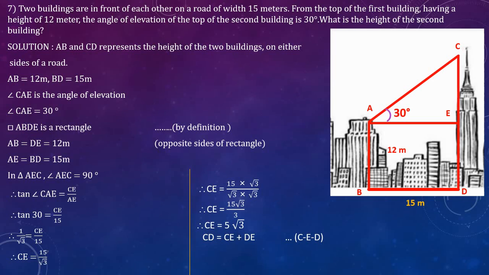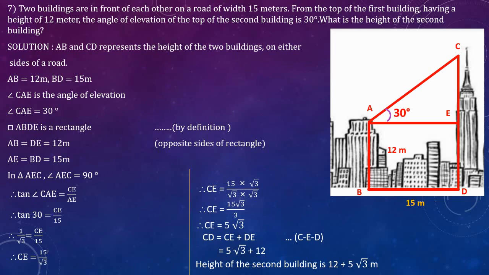Now we know that CD is equal to CE plus DE because points C, E and D are collinear. The value of CE we have found is 5 root 3, and the value of DE we already know as 12 because it is the opposite side of a rectangle, which is AB. The opposite side of DE is AB. The value of AB we already know, that is 12 meters. So the value of DE will also be 12 meters. After adding, we will get the exact value.